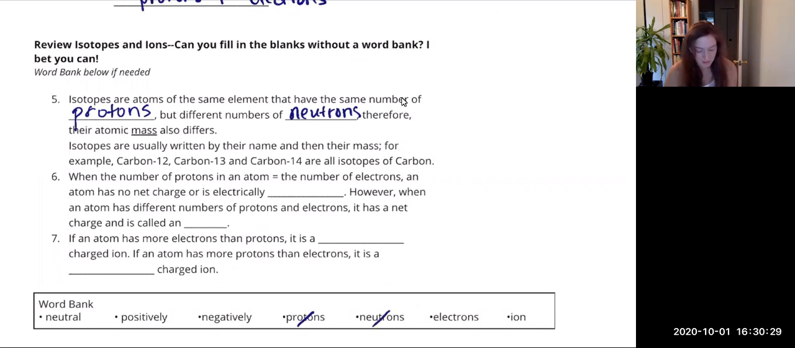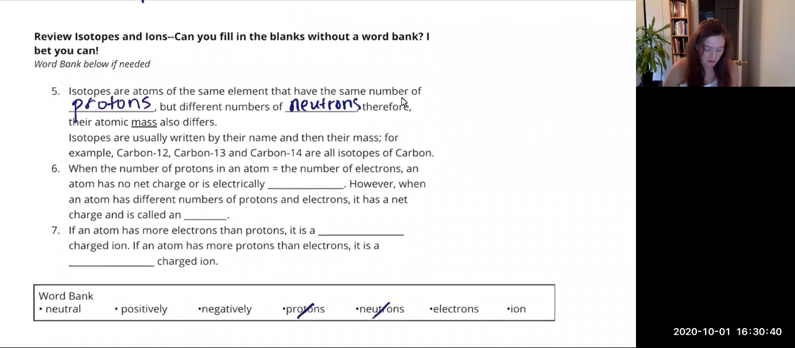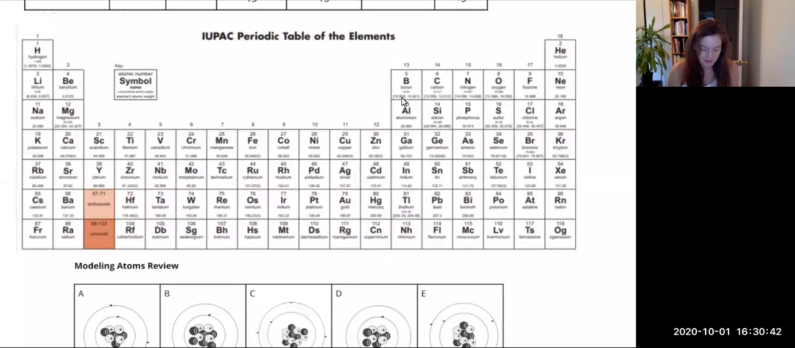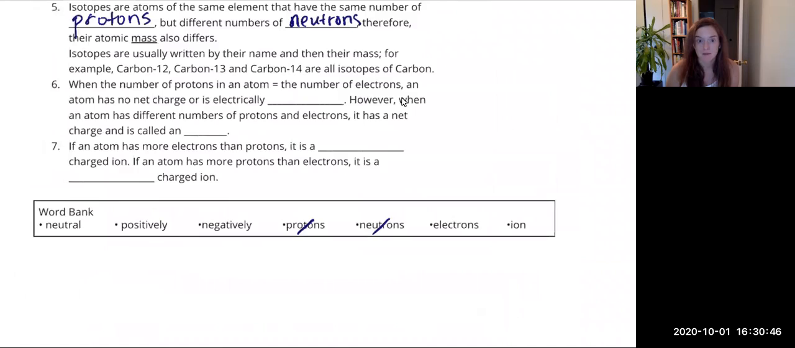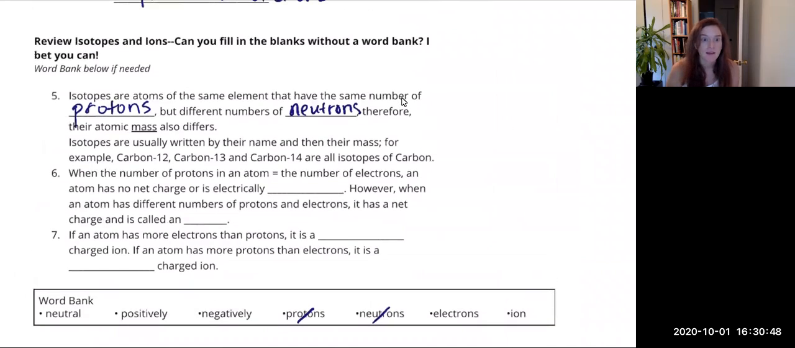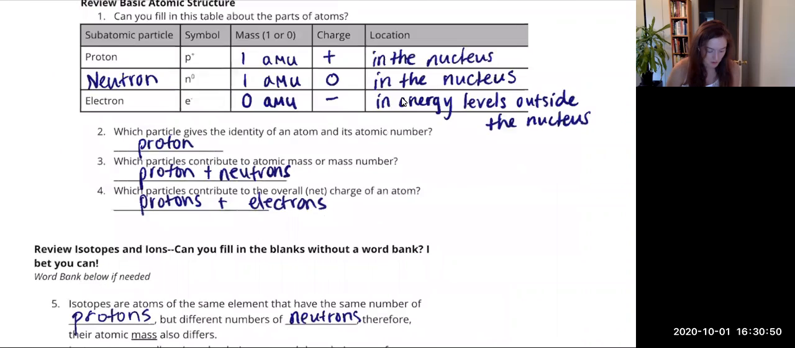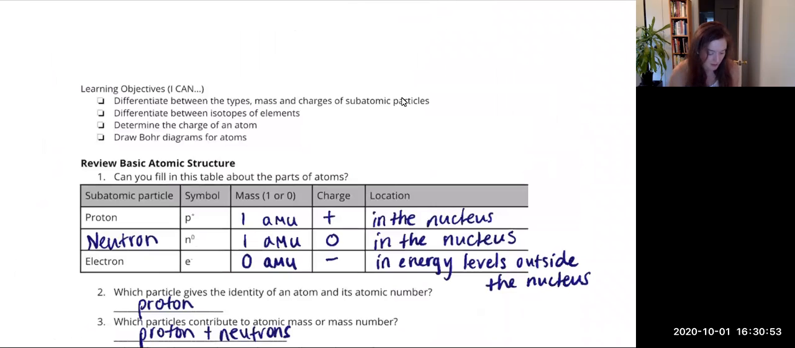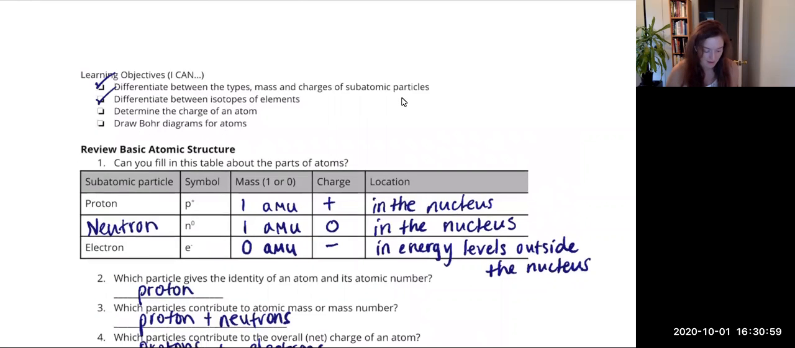They're usually written by their name and then their mass. So we talked about this in class. We had carbon 12, carbon 13, carbon 14, all different versions of carbon. All carbon atoms have 6 protons because they're atomic number 6, but different numbers of neutrons. All right, that's isotopes. So far we have told the difference between types, mass, and charge. And now we've told the difference between isotopes. We are rocking on this.